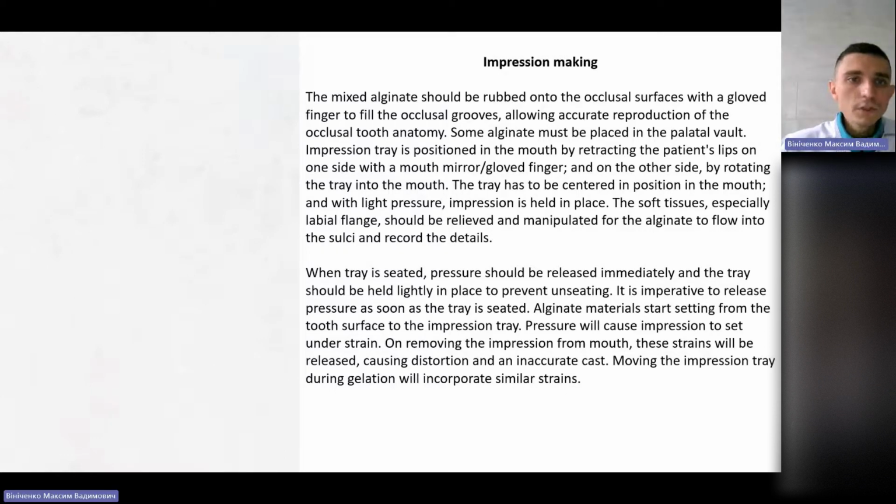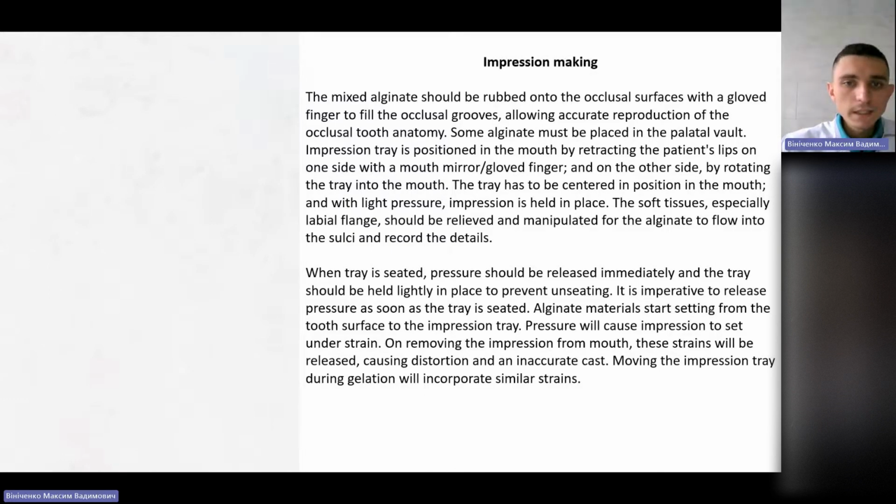The soft tissues, especially the labial flange, should be relieved and manipulated for the alginate to flow into the sulci and record the details. When the tray is seated, pressure should be released immediately, and the tray should be held lightly in place to prevent unseating. So we release pressure immediately, and we hold our tray lightly to prevent unseating. It is imperative to release pressure as soon as the tray is seated.